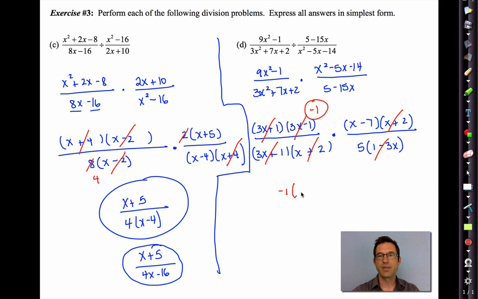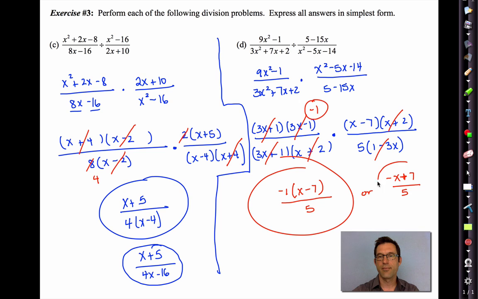So my final answer is negative 1 times x minus 7, all divided by 5, or negative x plus 7 divided by 5. Okay, division. Not so bad. Pause the video now. Write down anything you need to.